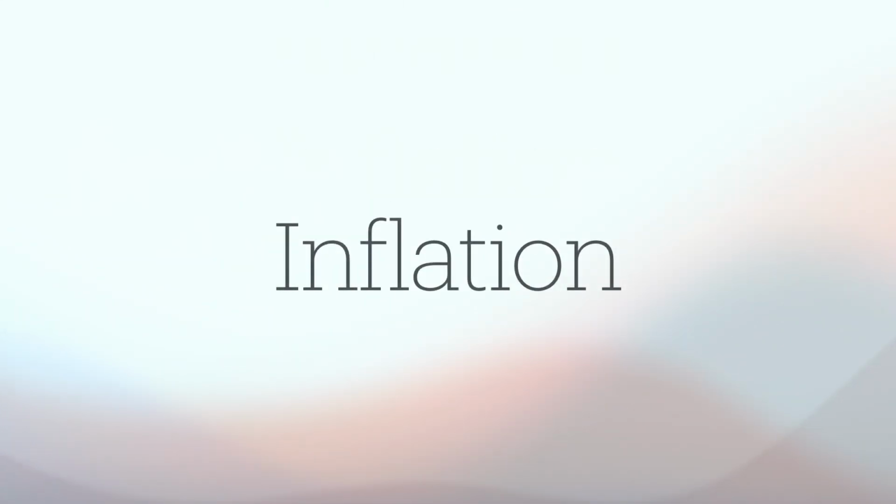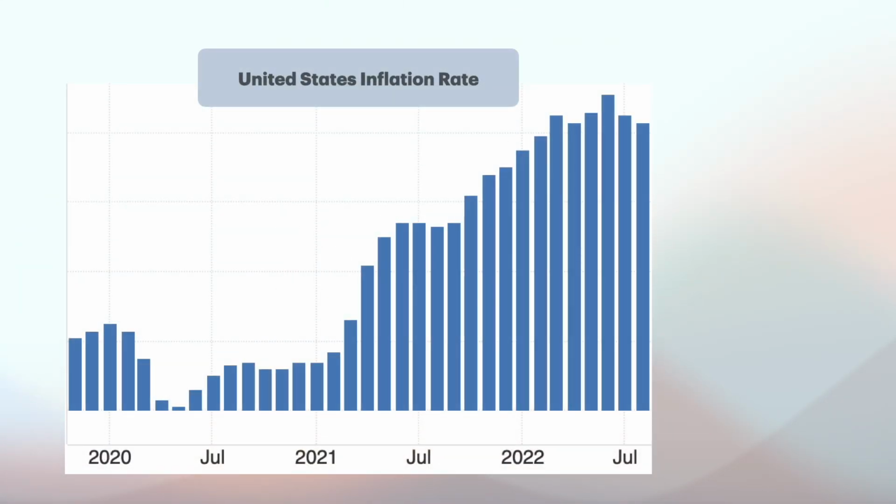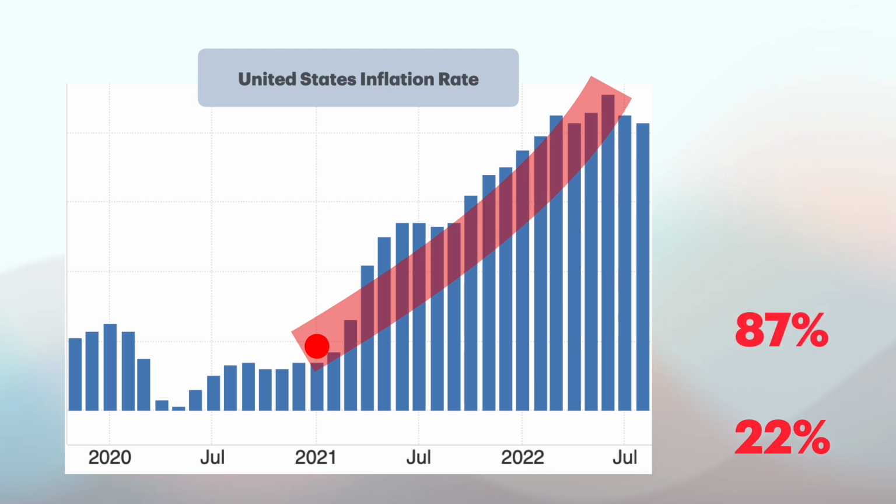Inflation is soaring. In the United States, since prices started spiking in early 2021, food inflation has surged 22%. Eggs are up 87%. Auto insurance has soared nearly 47%, and gasoline is up 16%.